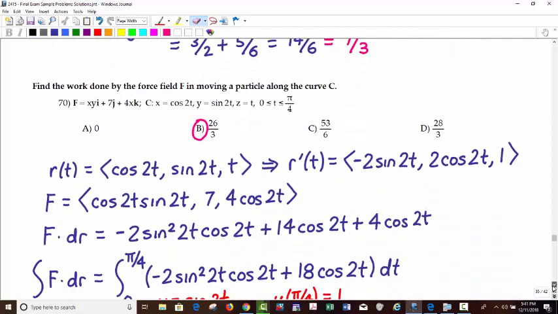Number 70. So there's the path for x, y, and z. That's the r, essentially. Those are r components.